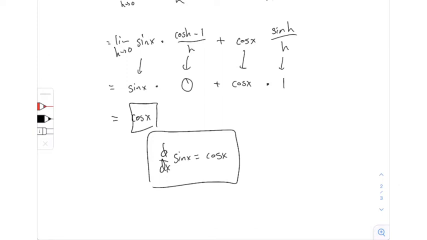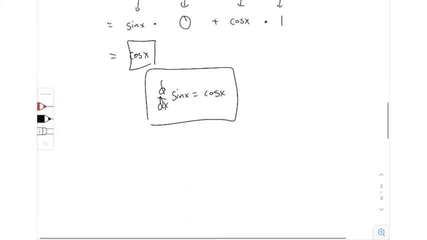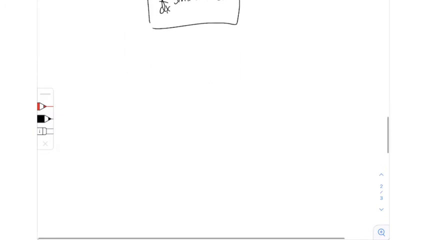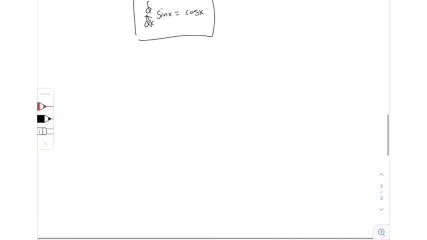This is a deep and profound thing to think about, which is one of the things that mathematicians appreciate about the subject. Anyway, the derivative of sine is cosine. You definitely should memorize that. We're going to use that fact all the time. What about the derivative of cosine?